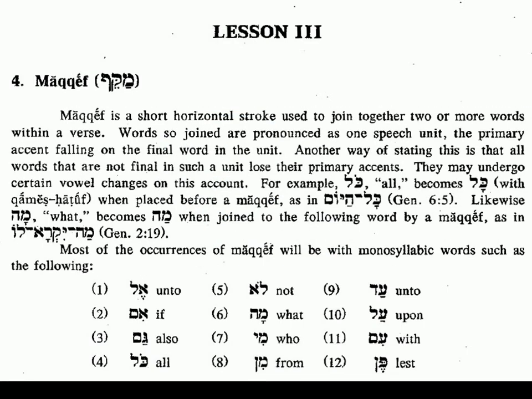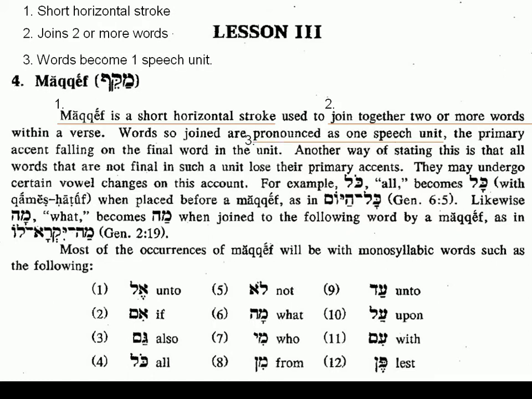Let's go back and look at what the grammar says about these things. Number 1, what does it look like? The Maqqef is this short horizontal stroke. It sits between 2 words and joins them. Joins 2 or more words together. That's the second thing to know about it. And when those words are joined, they become one speech unit. Instead of being pronounced as though they're separate words, they're pronounced as one speech unit.